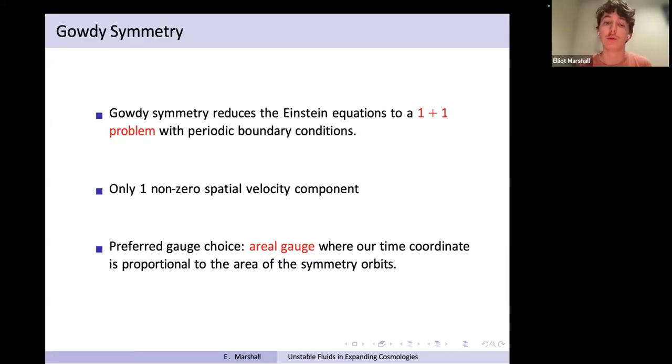So we're working in the areal gauge, which is where our time coordinate is proportional to the area of the symmetry orbit. Now, it turns out this is actually a really nice gauge to work in. There are a lot of strong analytic results working with this gauge, like the existence of global foliations and all that sort of thing. But what that really says to us is that it's a nice gauge for numerics. You don't expect any gauge issues to crop up when doing simulations. So that's why it's a natural first step to work in these Gowdy spacetimes.